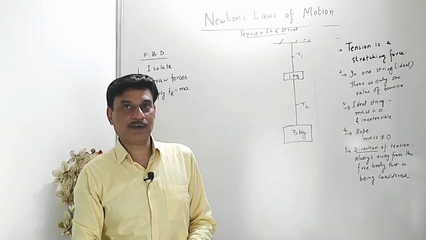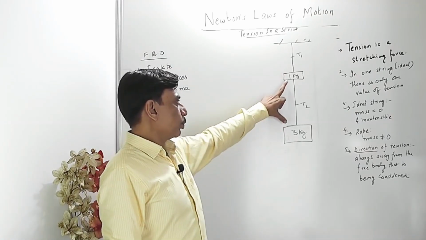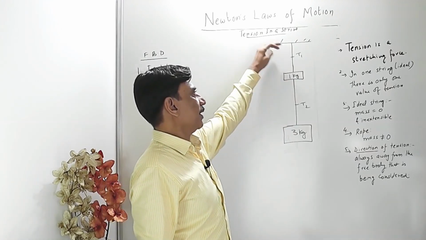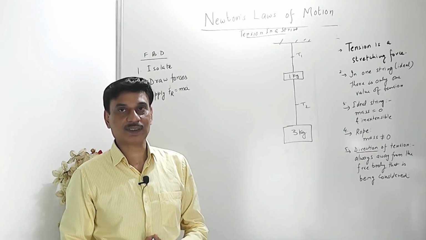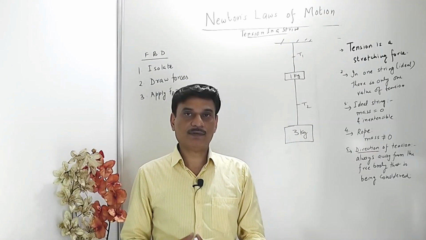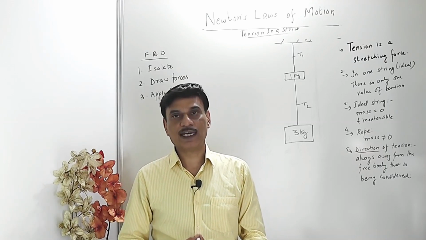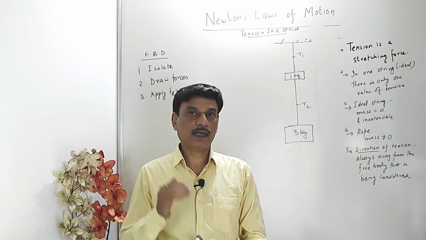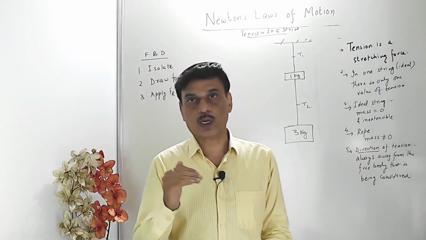Now let's say we have these two blocks, 3 kg and 1 kg, connected by two strings. This is one string, this is another string, and this is a fixed support. Obviously these strings are ideal strings. So if we are to find the value, we shall be using the free body diagram method, and we shall be following these 3 steps sequentially, one after the other.